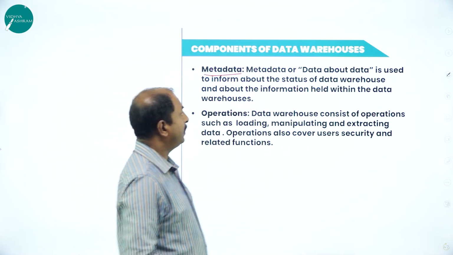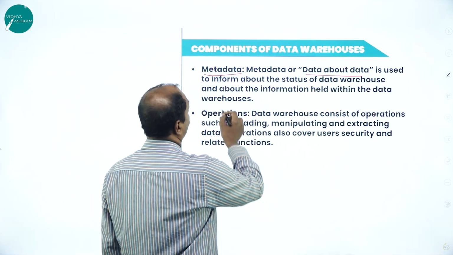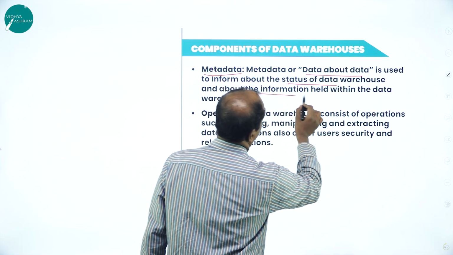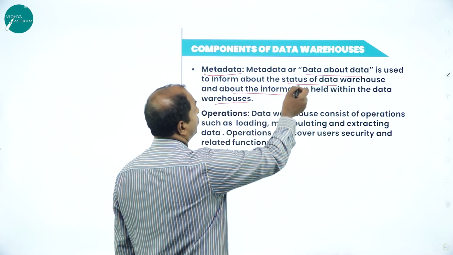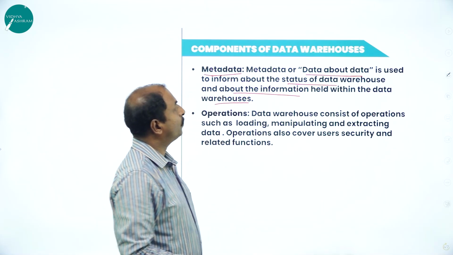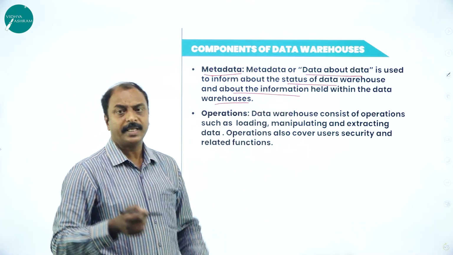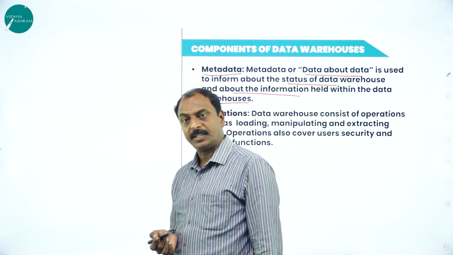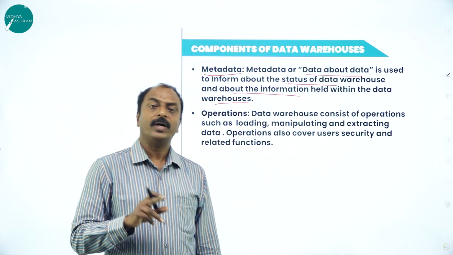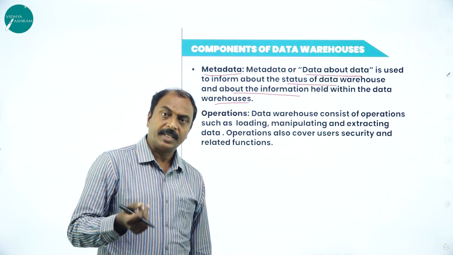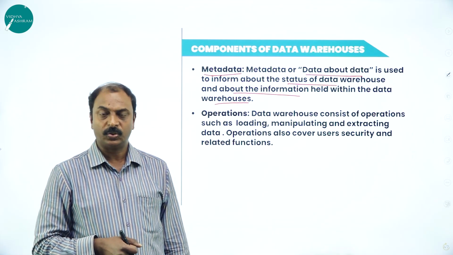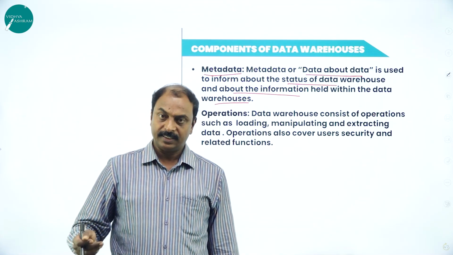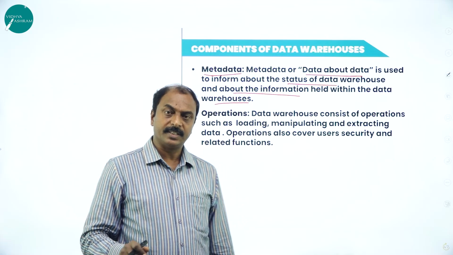Next one is metadata. So what is metadata? Data about data. It is used to inform about the status of the data warehouse and about the information held within the data warehouse. So what is the meaning of this metadata? A simple example: if you come across any application form, there may be one column like sex or gender of a student. Under gender we have male, female and others. So this is data about data. That is a simple example.